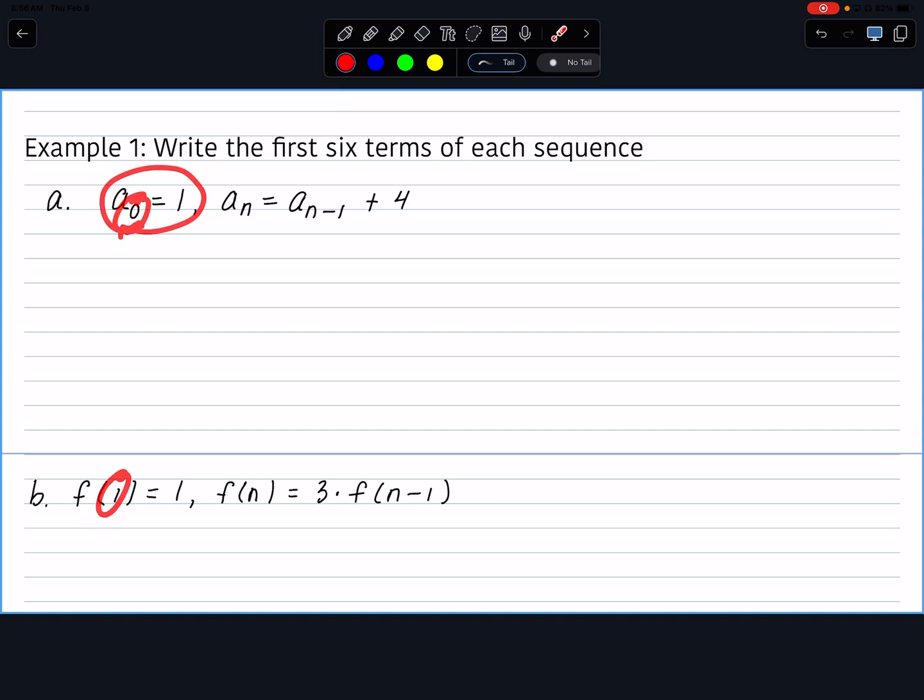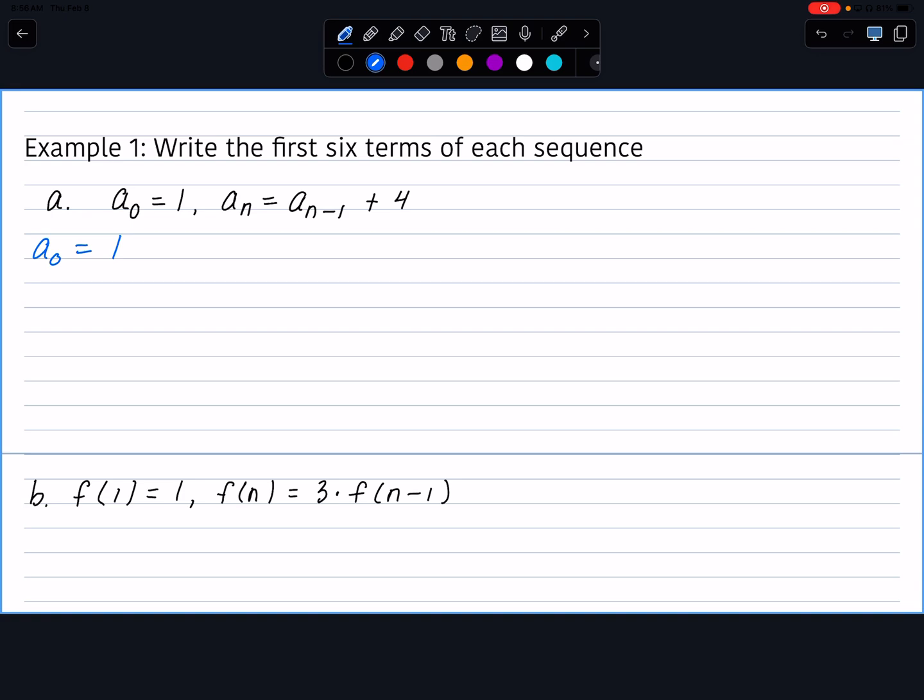Sometimes, like in this case, it will start at term 1. It doesn't really matter. Usually we're going to start at term 1, but you'll see, like I said, this one starts at term 0. That's the first term of our sequence. That's fine. So let's write out the first 6 terms. In this case, the first term is directly given to us. It's 1.